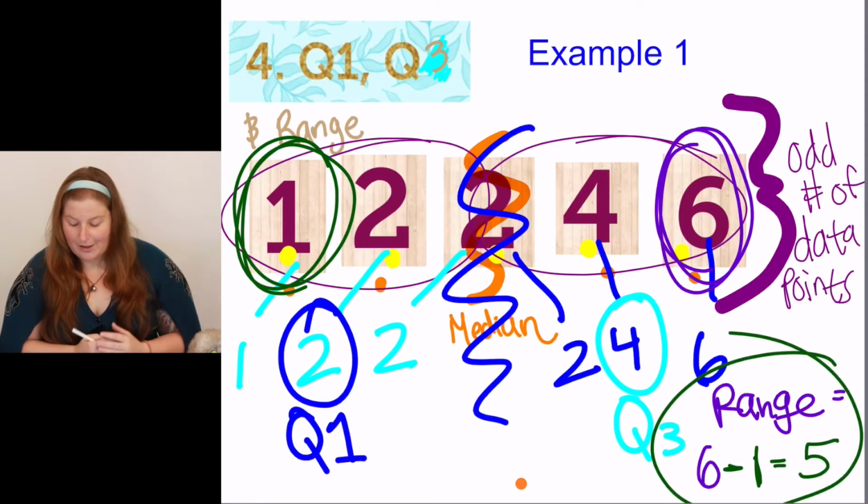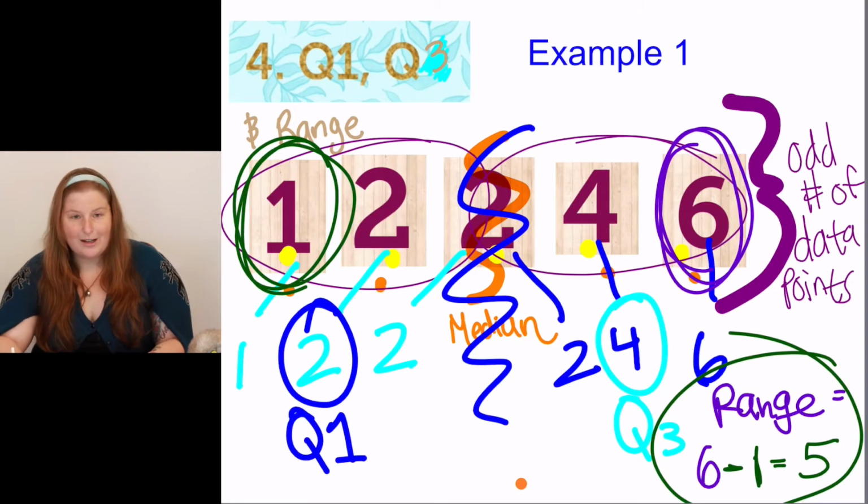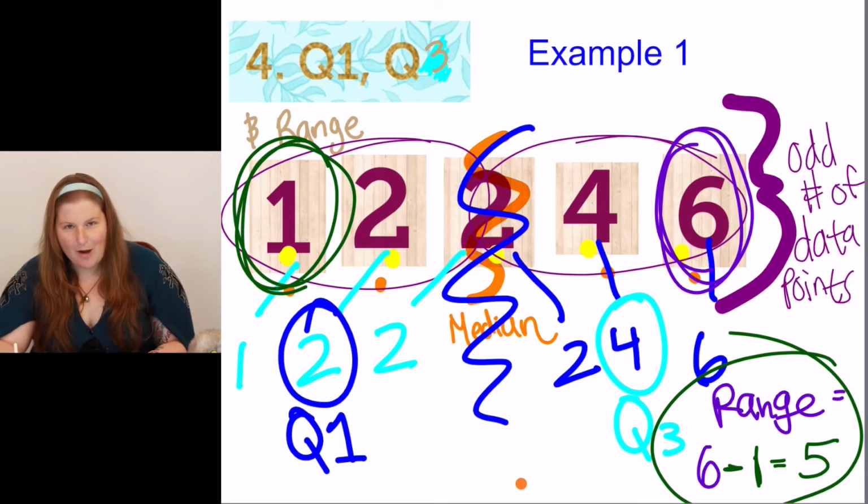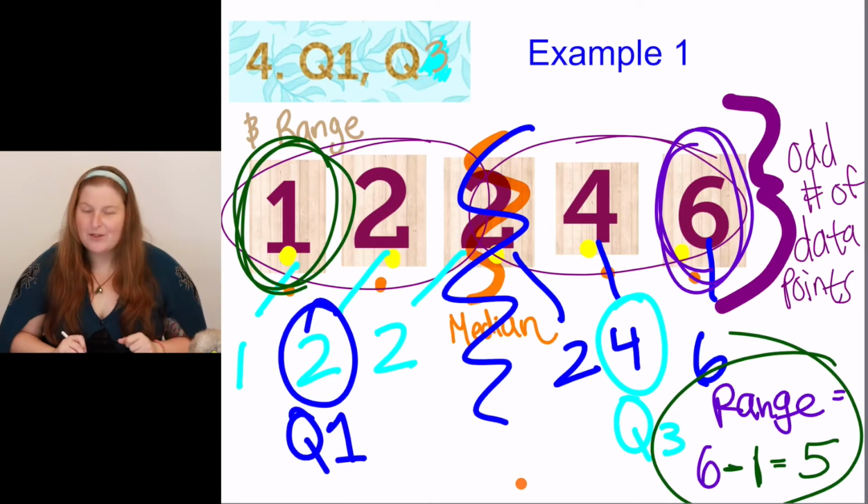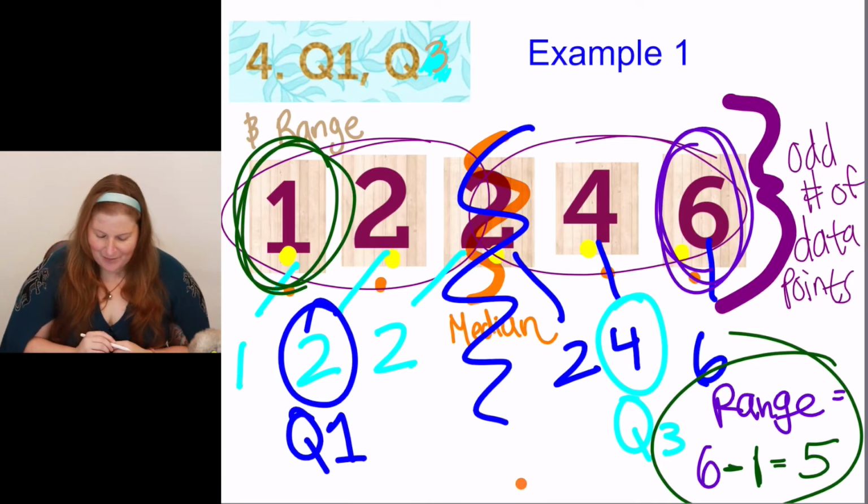Now you've learned how to solve for Q1, Q3, and range. We're going to have you try the next problem on your own. It's a little bit different than this problem. Let's check it out.